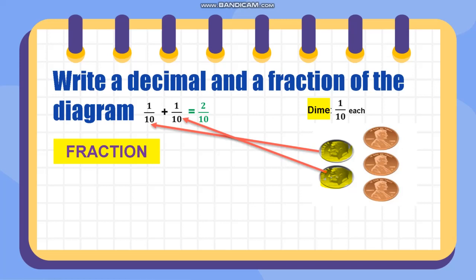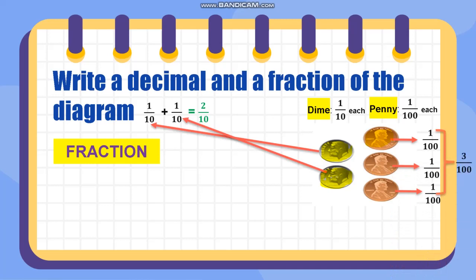How about the bronze one? The bronze one is what we call a penny, and a penny is equivalent to 1 hundredth each. So we have 1 hundredth, 1 hundredth, and another 1 hundredth. What is the total? If we add, that is equivalent to 3 hundredths.